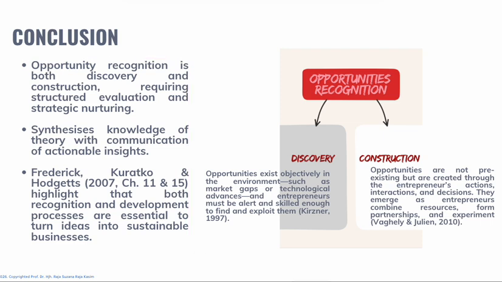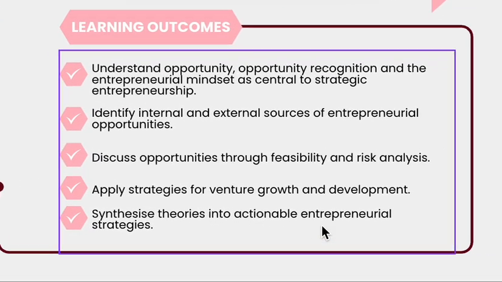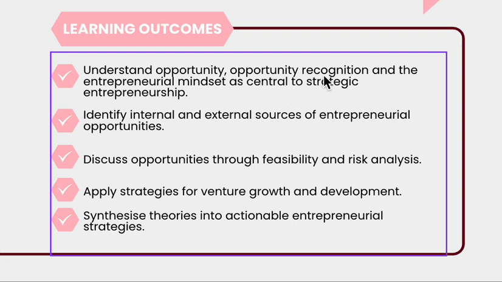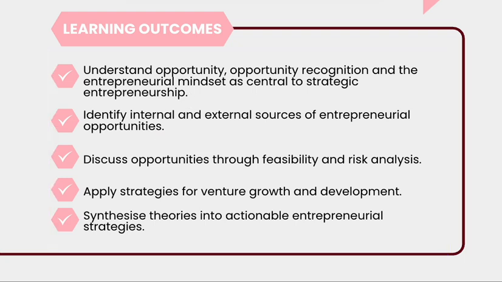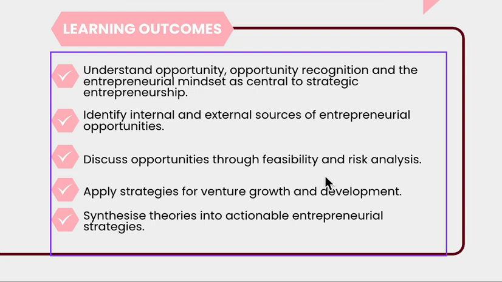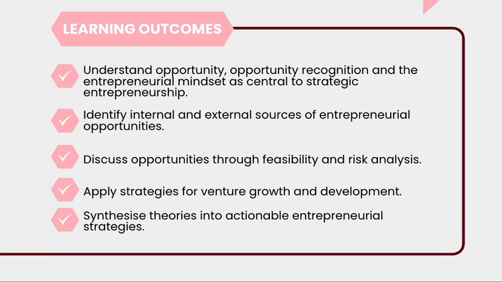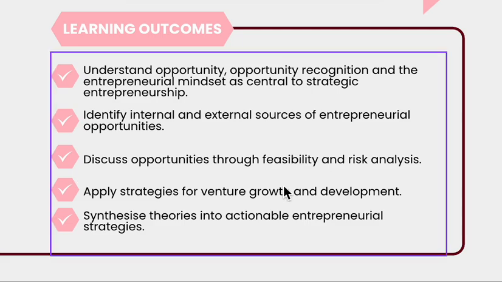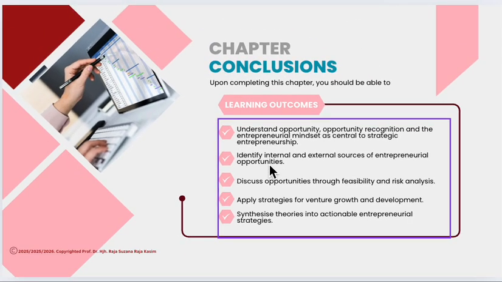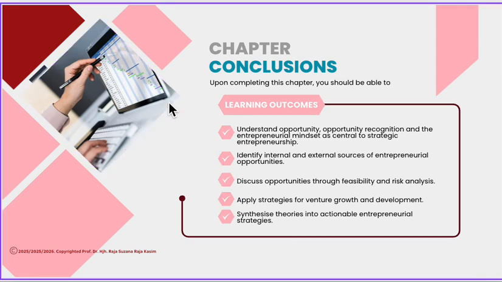So we have concluded our session today, class. We have discussed opportunity and how you recognize it, and the entrepreneur mindset. We have also identified internal and external sources and discussed opportunity through feasibility and risk analysis. And there are some strategies for venture growth and development. And finally, we also have synthesized interesting entrepreneurial theories into something that is actionable. And the key message here is that opportunity does not just appear, right? It must be recognized, shaped, and strategically nurtured.